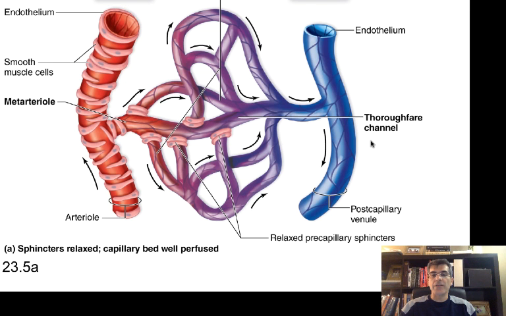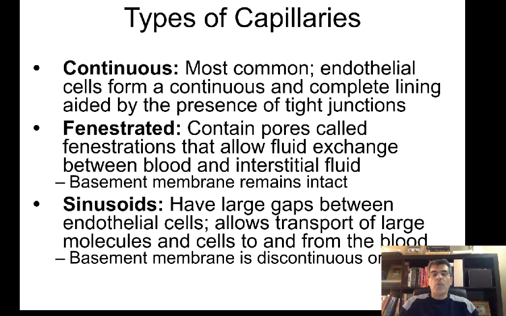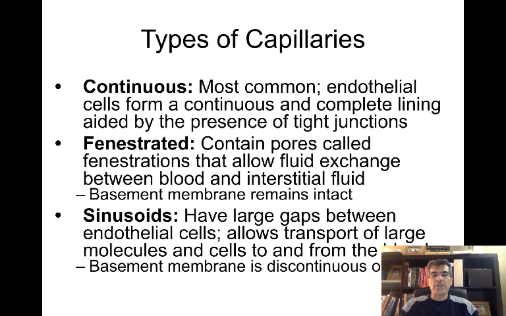So the thoroughfare channel is a counterpart of the metarteriole on the venous side. We have three different types of capillaries. One is called continuous capillary, another one is called fenestrated capillary, and the last one is called sinusoid capillary. What's the difference between these three types of capillary?